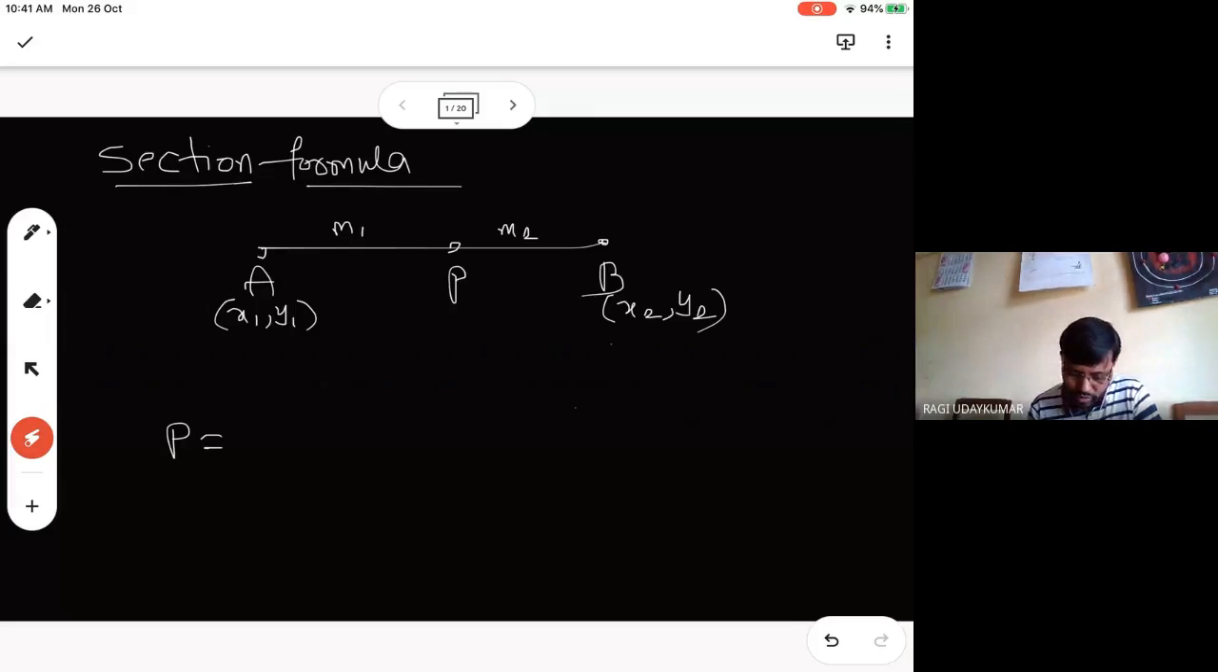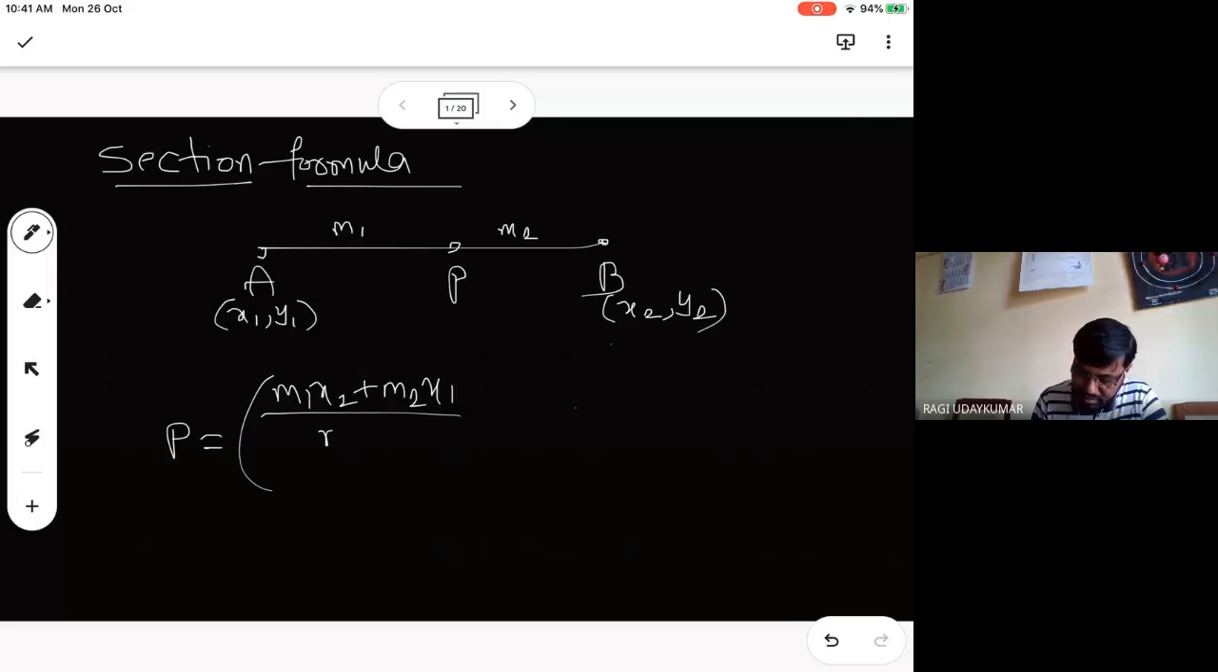Okay. So now here point P, how do you find it if m1, m2 are given? It is m1 x2 plus m2 x1 by m1 plus m2. Here some students make the mistake that instead of m1 plus m2, I have seen them write x1 plus x2.